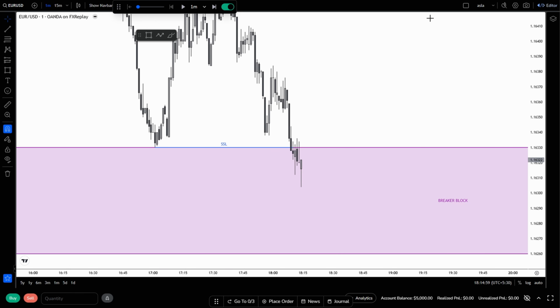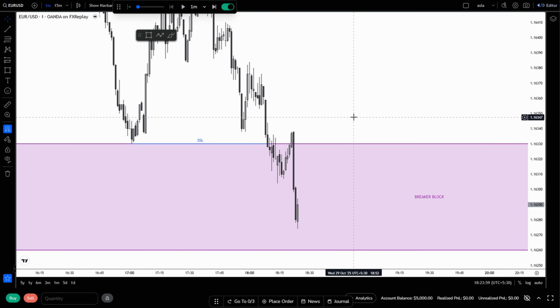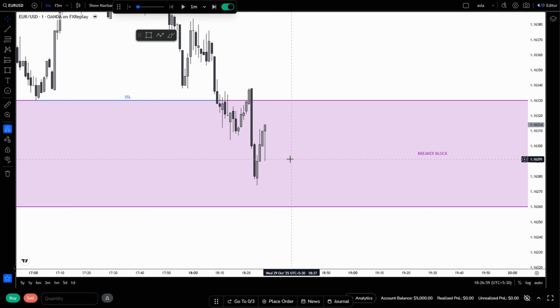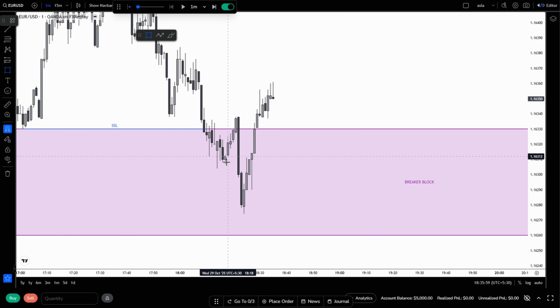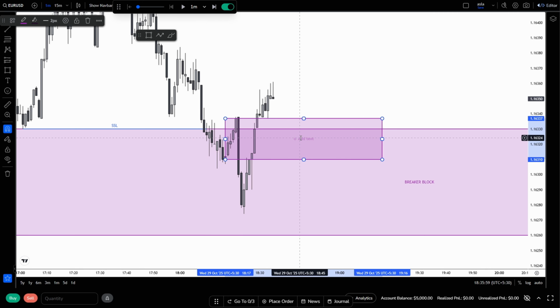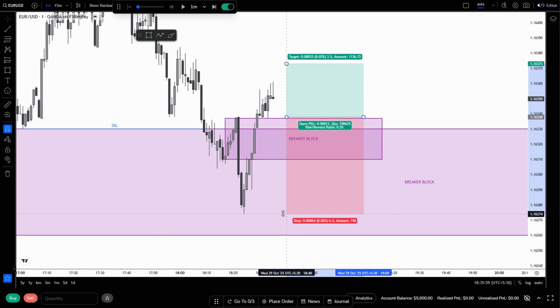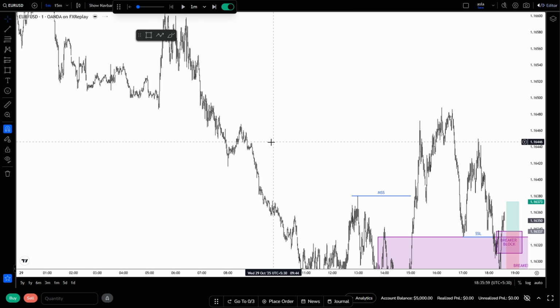Now for confirmation, you can honestly use anything you are comfortable with and it will still work. But since this entire approach is based on breaker blocks, we are going to use a breaker block itself as our confirmation. Here on the lower time frame, you can see a breaker block forming. We place our entry at this breaker block, keep our stop loss below the low, and now we plan our targets. For targets, once again, we do not aim for random highs. Instead, we target unfilled breaker blocks.